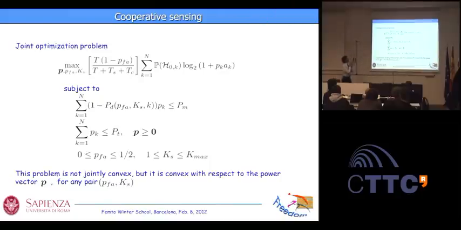Okay. Now we go to our convex optimization books. We look at this problem. So when we analyze this problem in the joint domain of the power vector P, the false alarm probability, and the number of samples Ks, this problem is not convex. But, there is a but, this is important. What happens is that if someone tells us the false alarm probability and the number of samples Ks, this problem is convex. Okay?